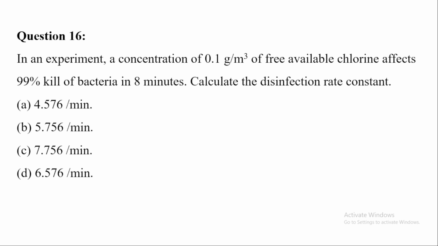Now, we have the concentration of free available chlorine that is killing 99% of the bacteria in 8 minutes. So, in 8 minutes 99% of bacteria are getting killed by 0.1 grams of chlorine. So, how do we calculate the disinfection rate? Let's see.